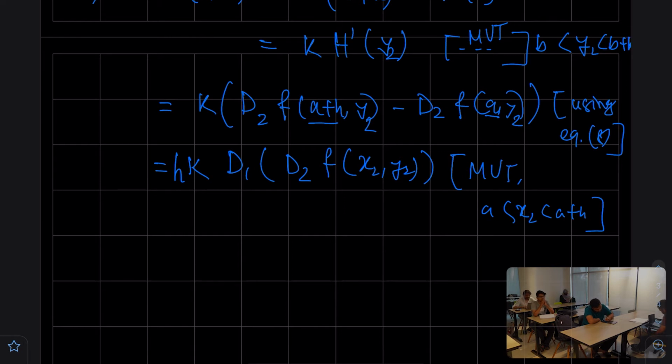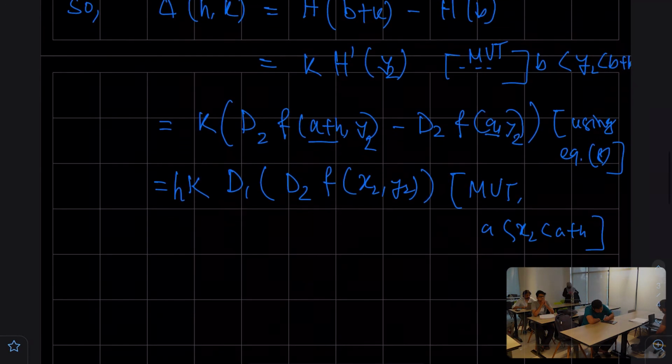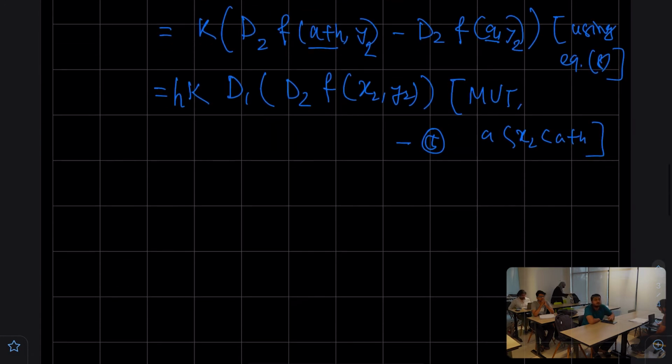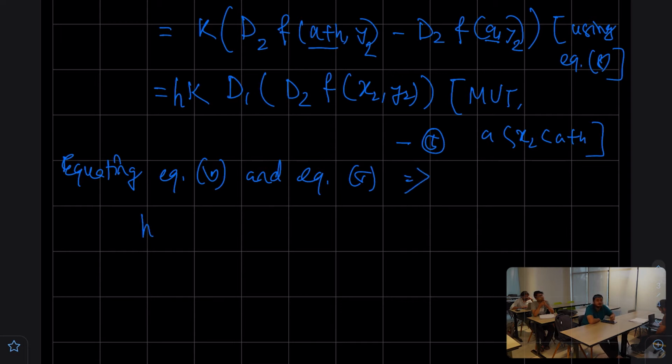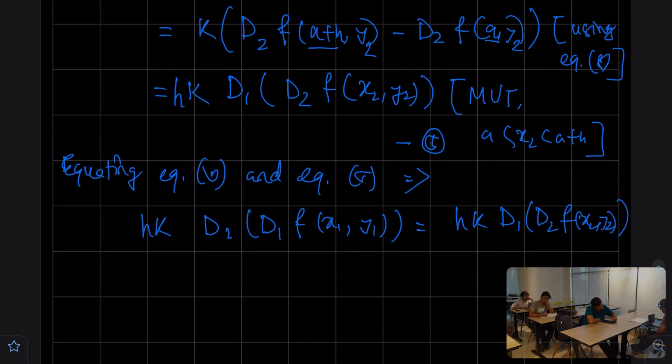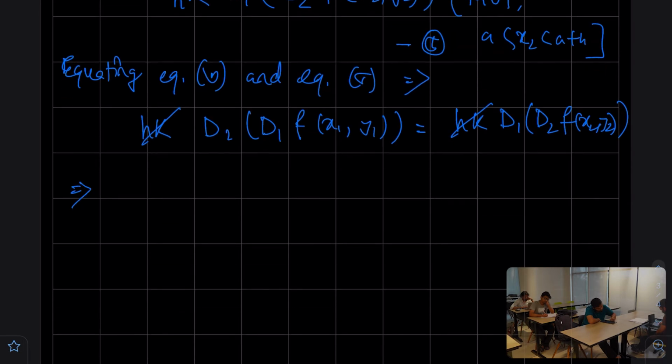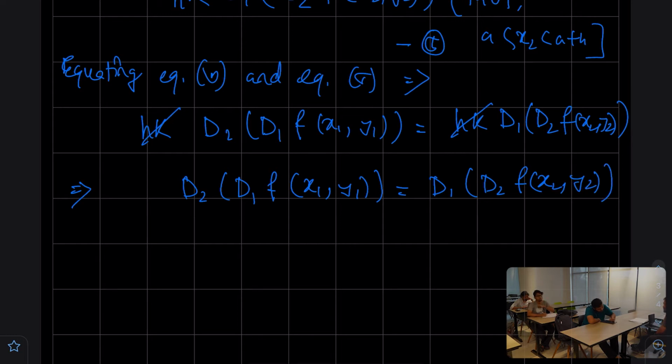Okay, so we have these two expressions. We have 3, and this is 5. Equating equations 3 and 5, we get h k d2 d1 f of (x1, y1) and h k d1 d2 f of (x2, y2). The h k drops off and one has this. Okay, that's it.